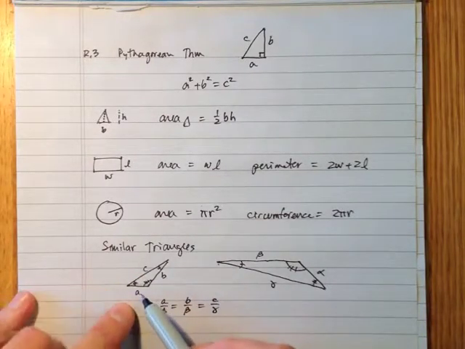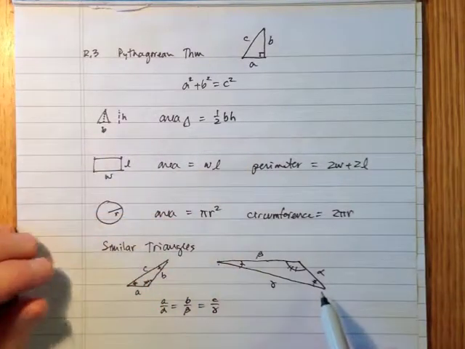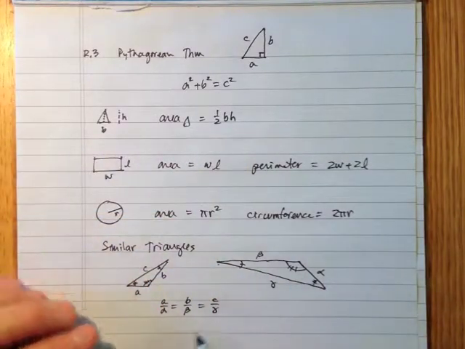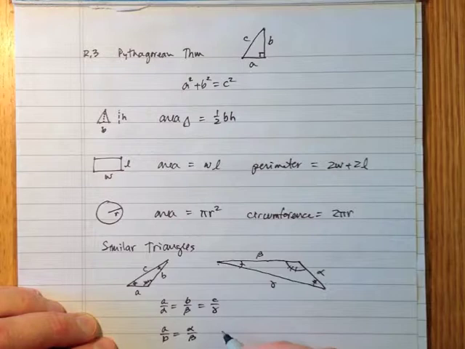Or if you like, you could take ratios of sides in this triangle and compare them to ratios of corresponding sides over here. For instance, A over B must be the same thing as alpha over beta. Or A over C must be the same thing as alpha over gamma in that triangle.